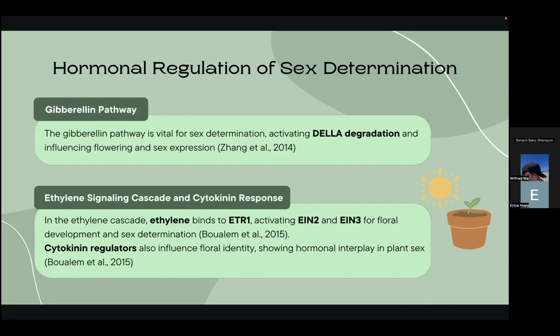In the ethylene and cytokinin pathway, ethylene binds to ETR1, activating EN2 and EN3, which promote female organ development in plants like melons. Cytokinins also regulate floral identity, balancing male and female traits. However, hormonal pathways don't work in isolation. They are influenced by environmental factors.